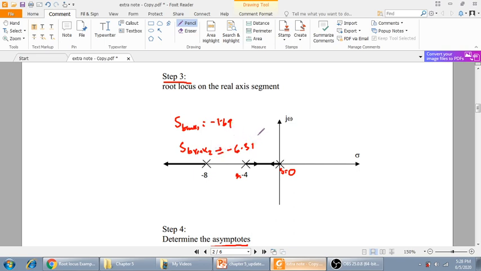So you see here, if the point is minus 6.31, somewhere here, but you see that there is no direction here, because the point cannot exist between these two. But we have another point which is minus 1.69, so that means the point will be here, between minus 4 and 0. So that means this is the valid one. So this is valid.